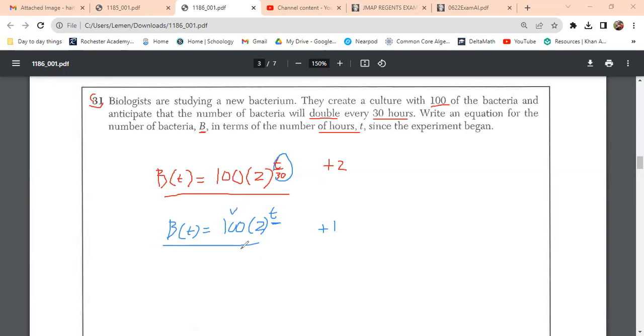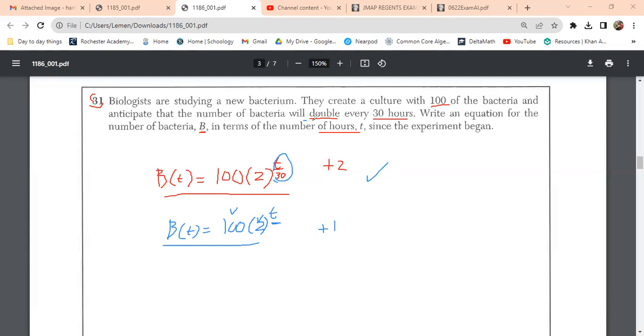So this is the initial value. It's doubling. And this is the interval. So this is saying every hour it's doubling. This is saying every 30 hours it's doubling. So this is correct, but if you did this, you would get 1 point. So try to get every point you can.